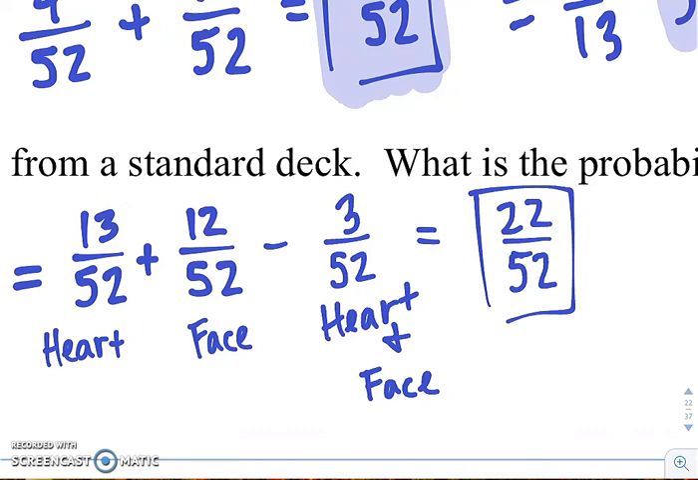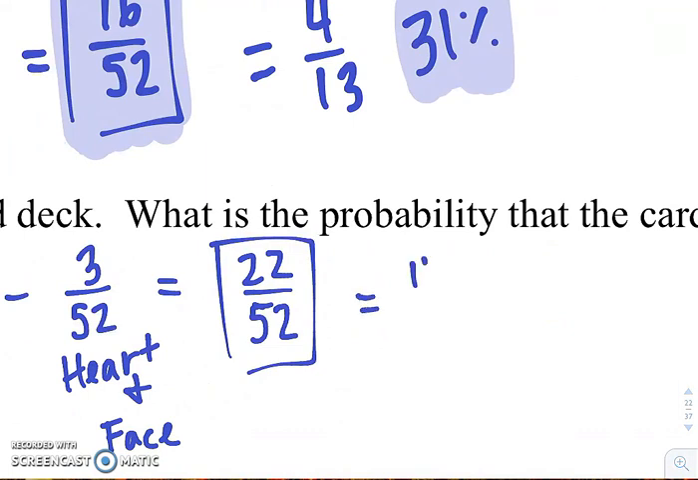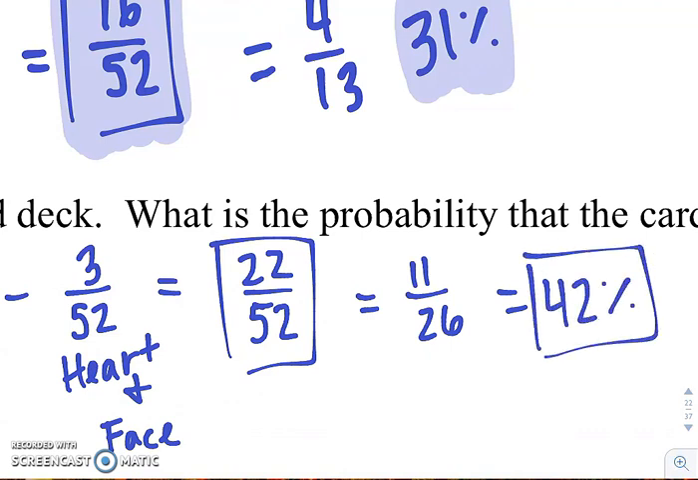Again, you don't have to reduce it. It would reduce to 11/26 though. Just divide both of them by 2, which would be 42%. 42% probability of choosing a heart card or a face card in a deck.